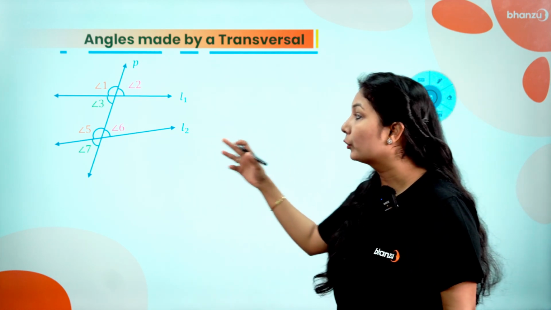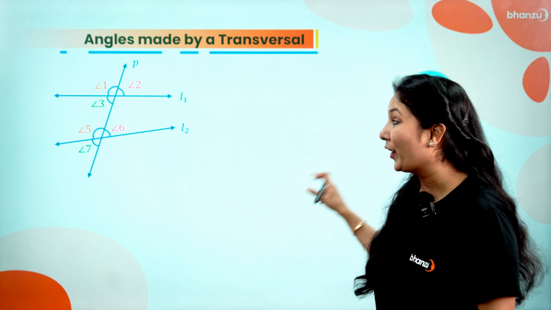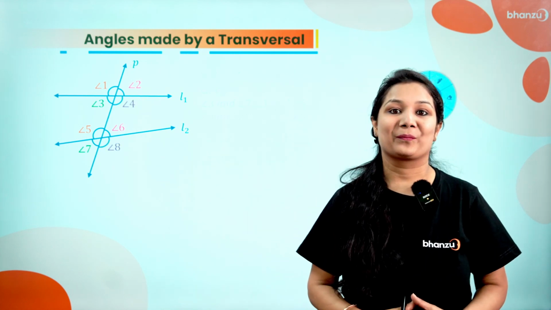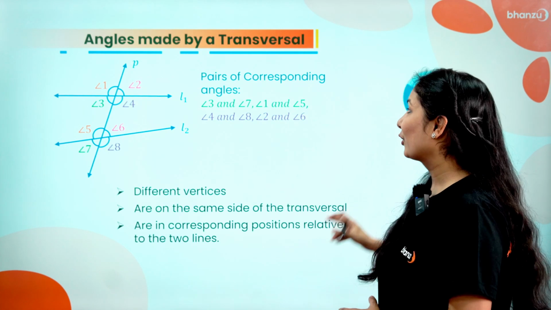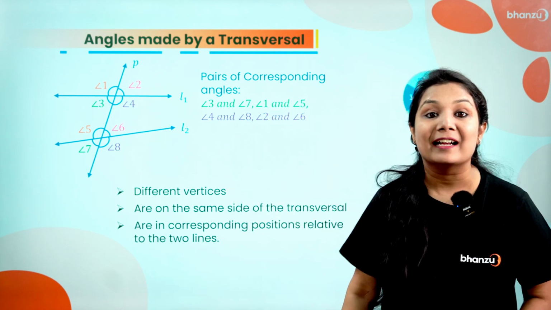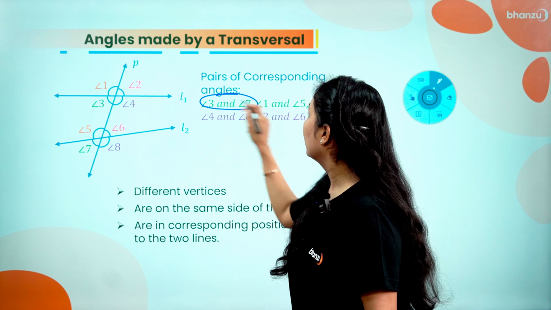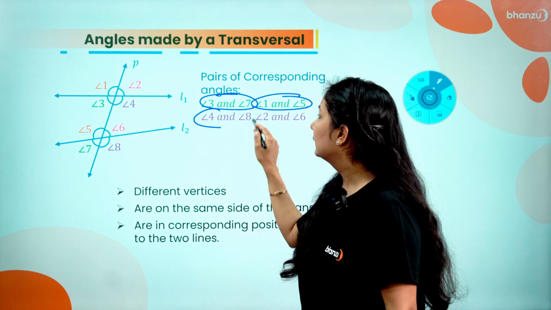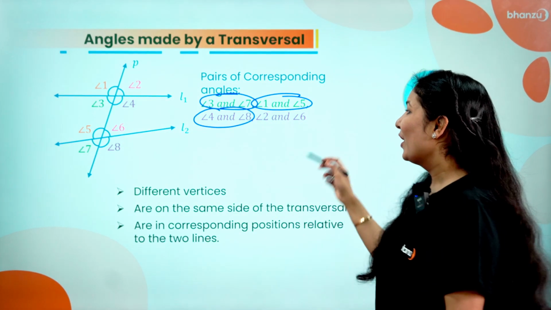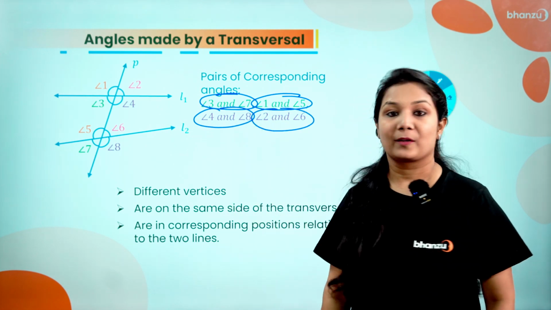We can also have 3 and 7. And what about 4 and 8? So such angles are called corresponding angles, my dear students. What are they called? Corresponding angles. So you can see the different pairs: 3 and 7, 1 and 5, 4 and 8, and 2 and 6.